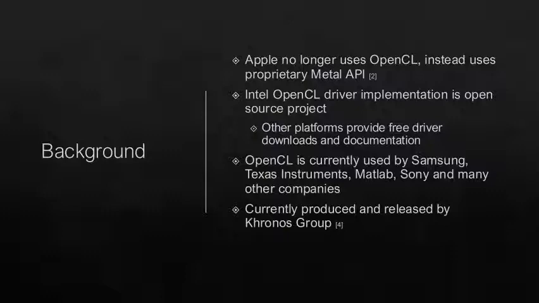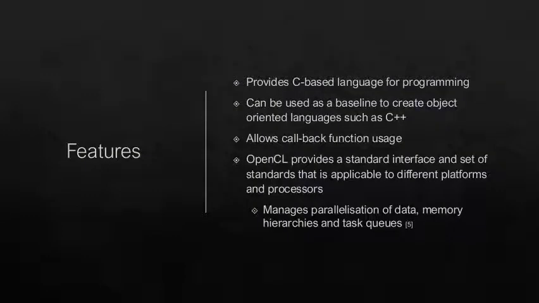OpenCL can be used for a diverse range of applications, including as a baseline to create higher-level object-oriented languages such as C++. It also provides a C-based language and API to allow developers with experience in C to be able to adjust to using OpenCL more easily. The main purpose of OpenCL is to provide a standard API and set of guidelines that can be used for different applications over different processor types from different manufacturers.